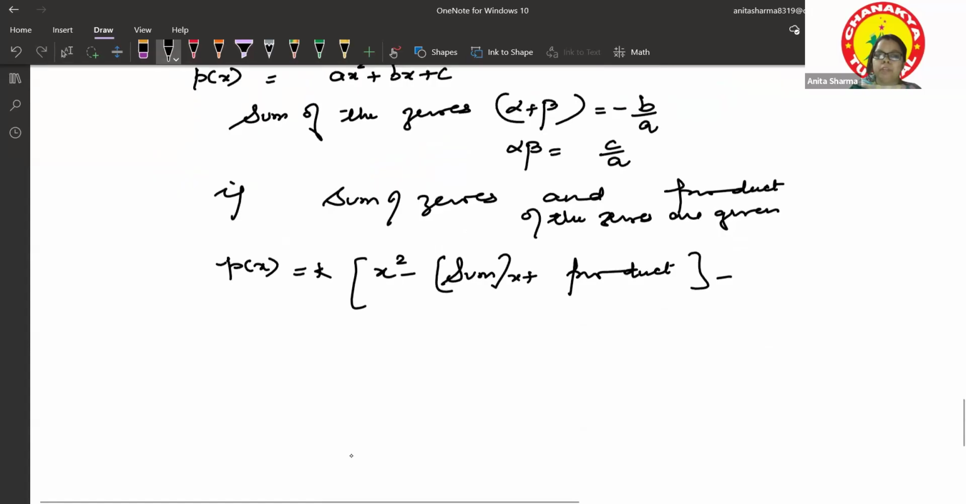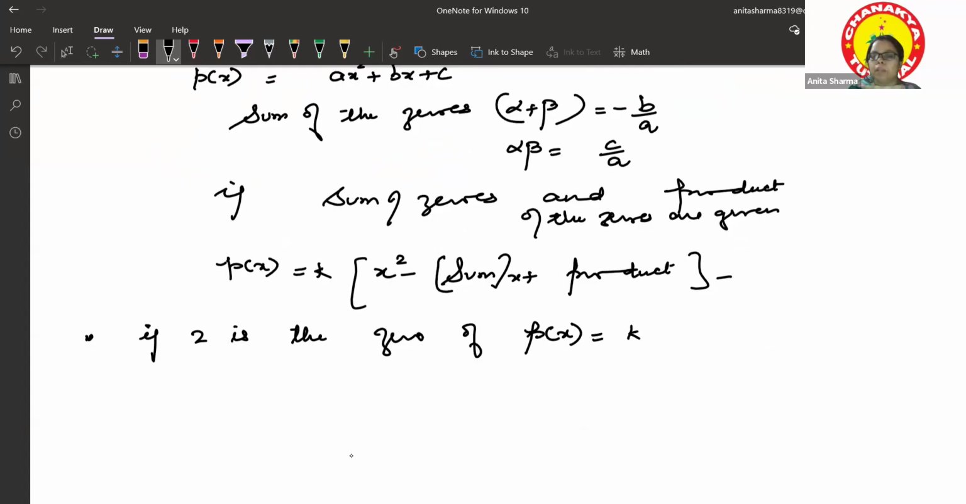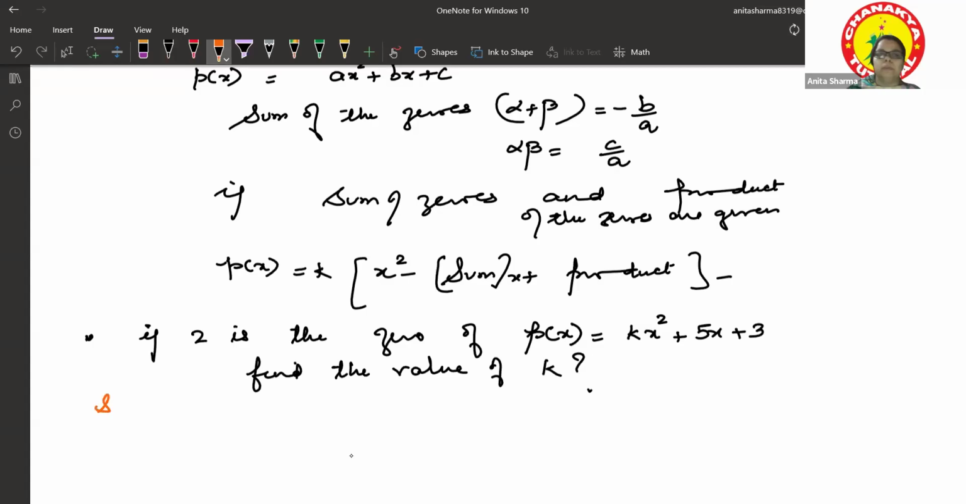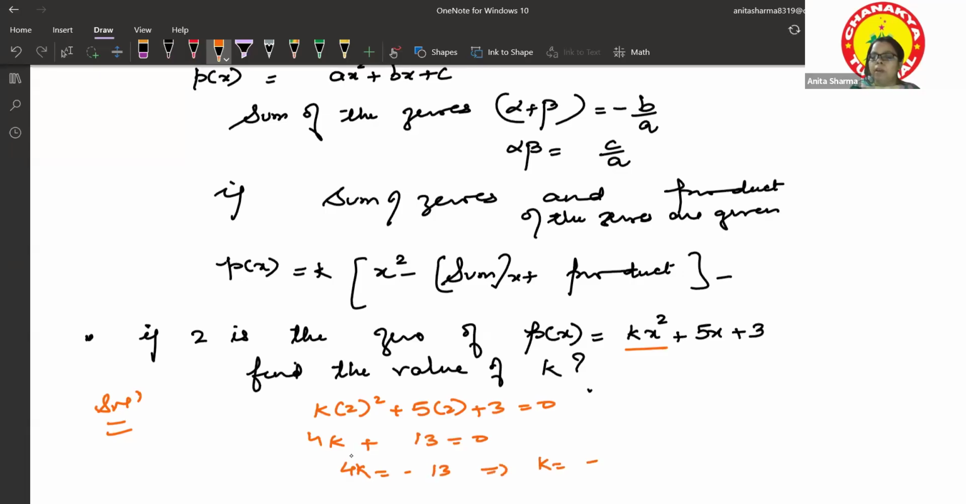Now see which type of question will come. If 2 is the zero of the given quadratic polynomial kx square plus 5x plus 3, then find the value of k. In an MCQ it will come like this. How will we find it? For calculating an MCQ, there is no need to write any step. Just do it: k into 2 square, put the value of x as 2, plus 5 into 2 plus 3 is equal to 0. Then 4k plus 13 is equal to 0, then 4k is equal to minus 13, then the value of k will be minus 13 by 4. Clear, beta?